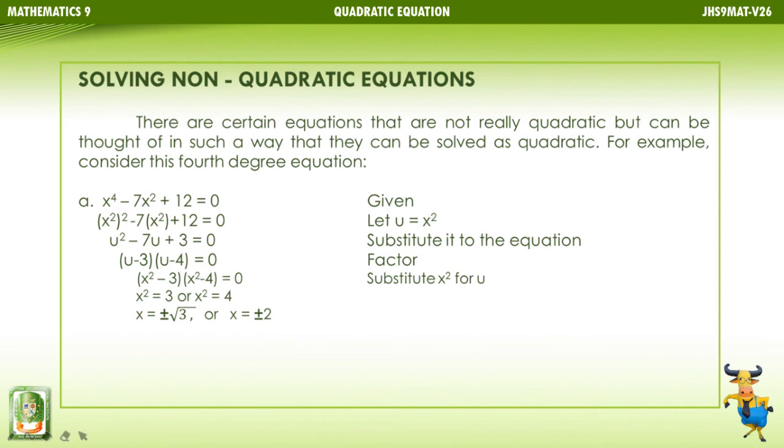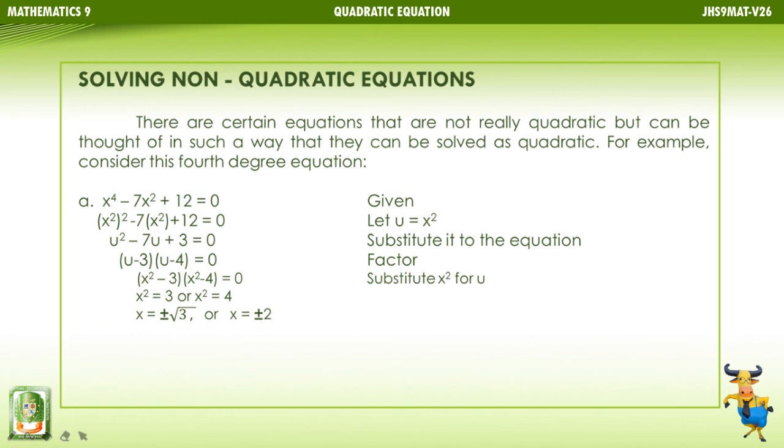Solving non-quadratic equations. There are certain equations that are not really quadratic but can be thought of in such a way that they can be solved as quadratic. For example, consider this fourth degree equation. A, x to the 4th power minus 7x squared plus 12 equals 0, given.